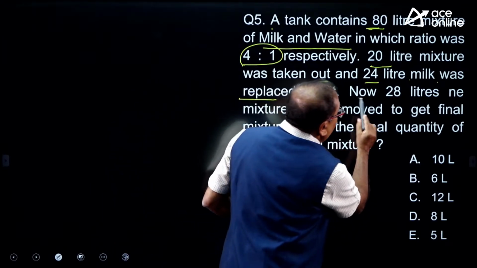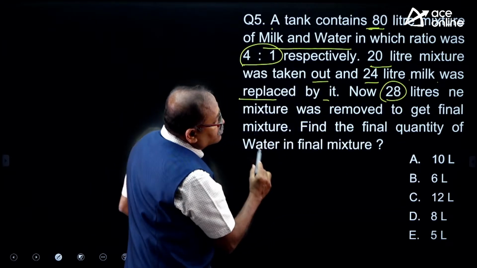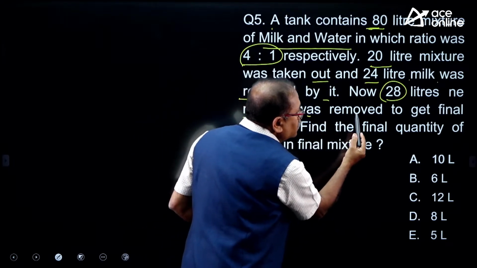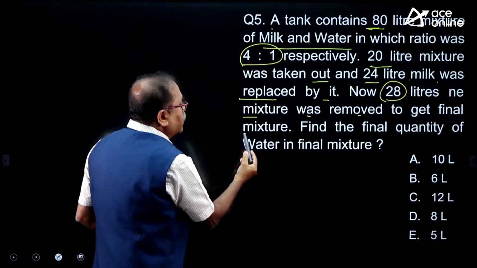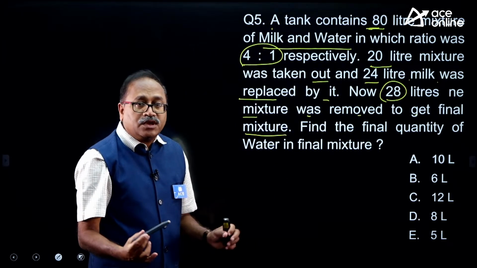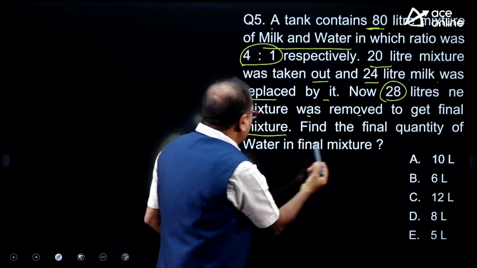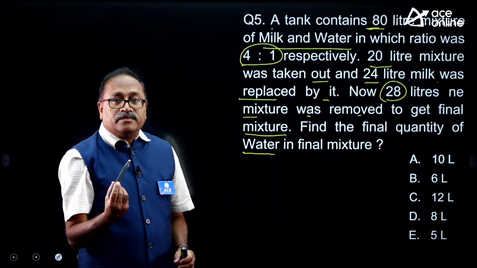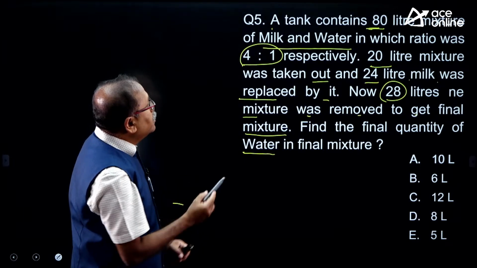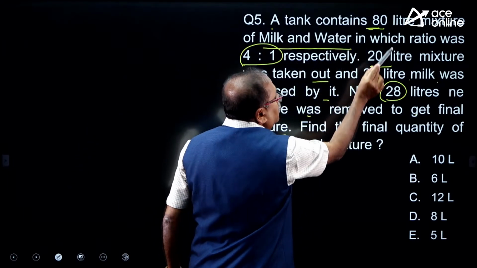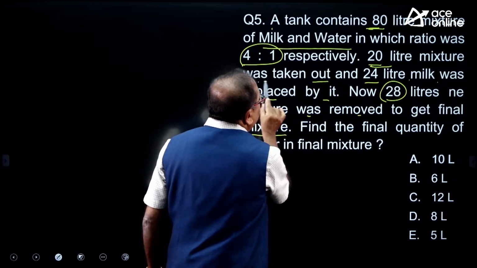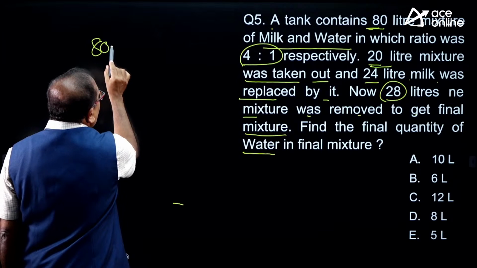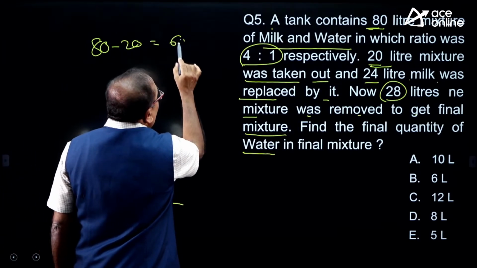Now 28 liter of the mixture was removed from the final mixture. Clear? Find the final quantity of water in the final mixture. How do I find it out? So the very first thing is, out of 80 liters, 20 liter of a mixture is taken out. So I am working with 80 liters minus 20 liters. That means I am working on 60 liters now.